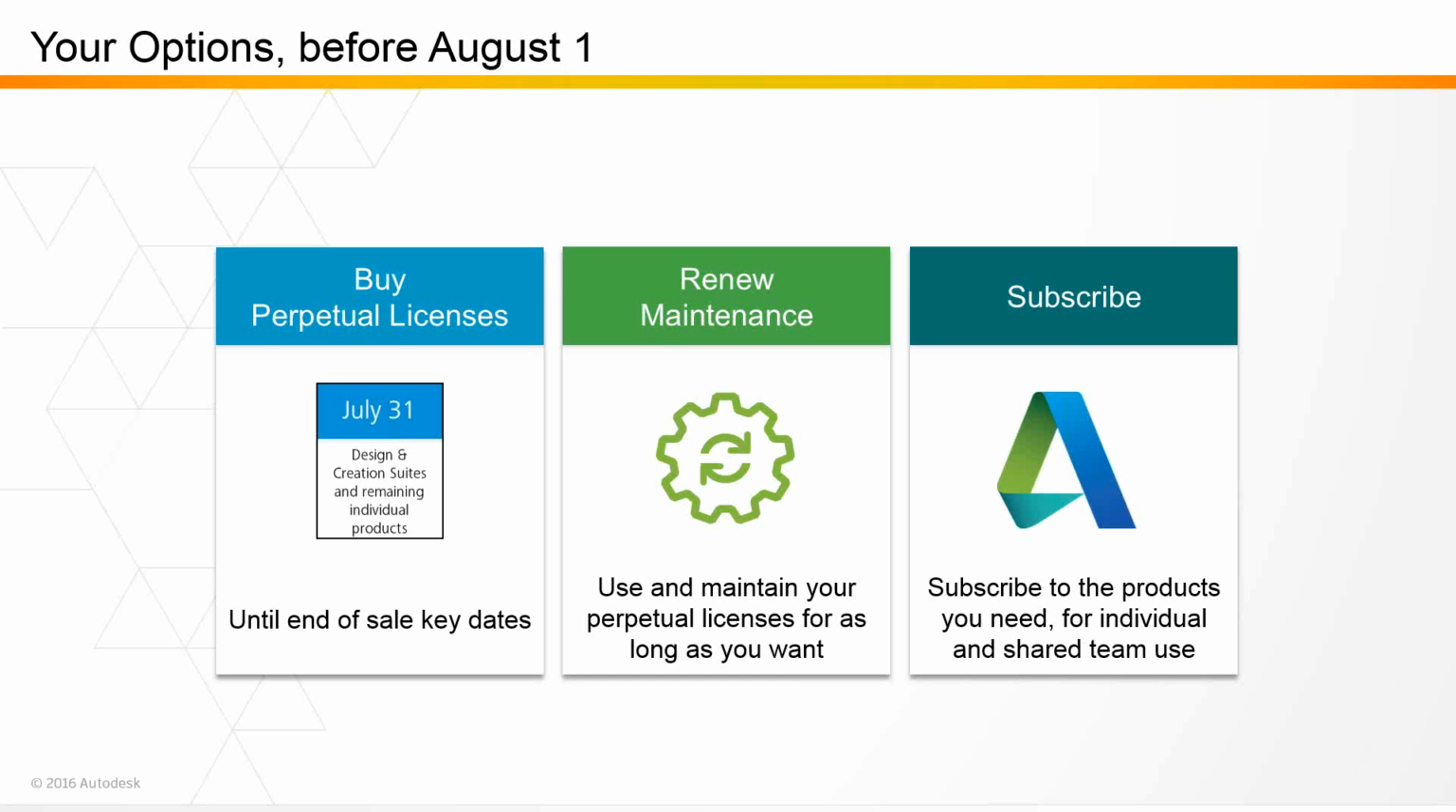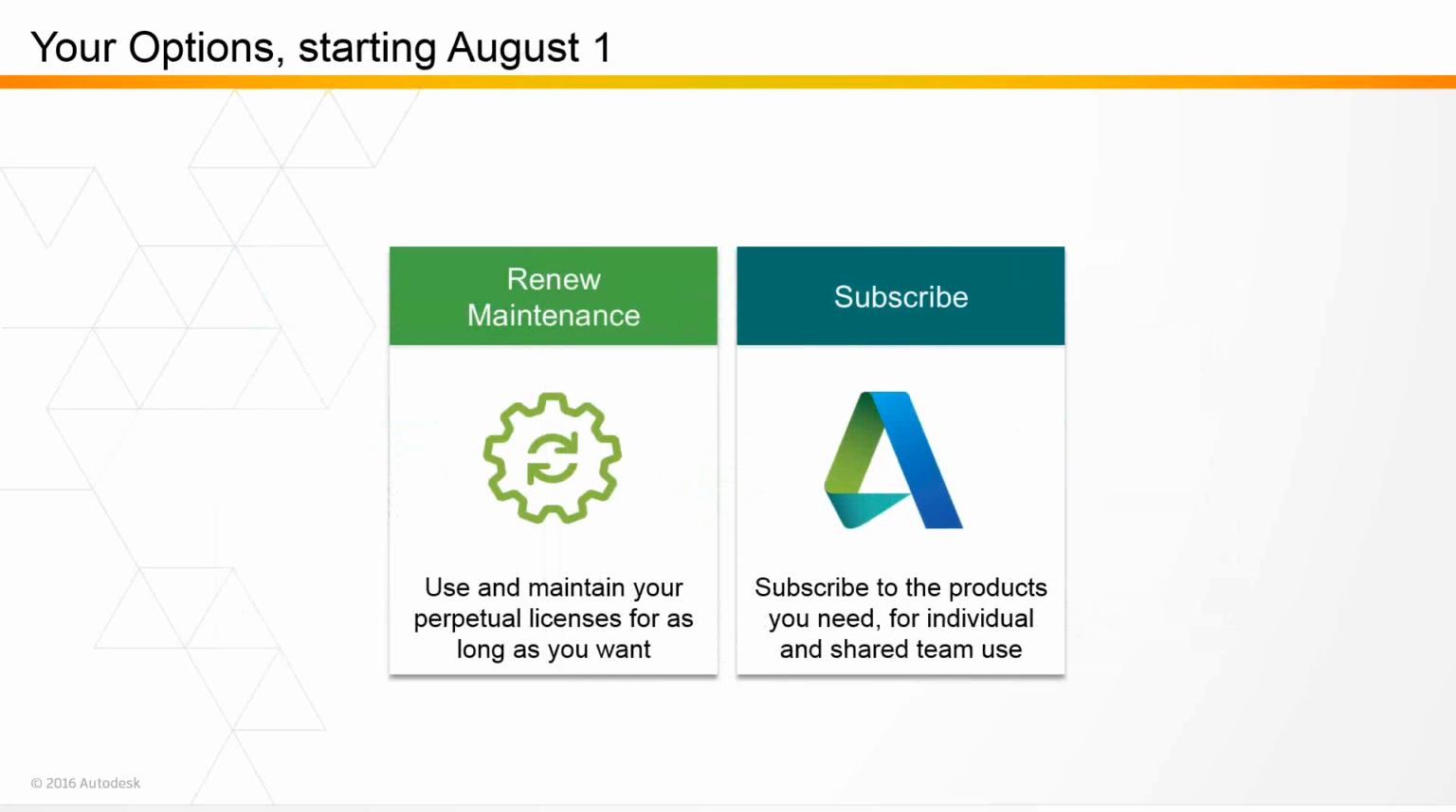You also have the option before August 1st to just buy the subscription as it's offered in the newer way I just described, which is a network subscription with the ability to hit the cloud. Once you hit August 1st, you can still renew your maintenance, but your only option to buy net new seats is to buy a subscription.